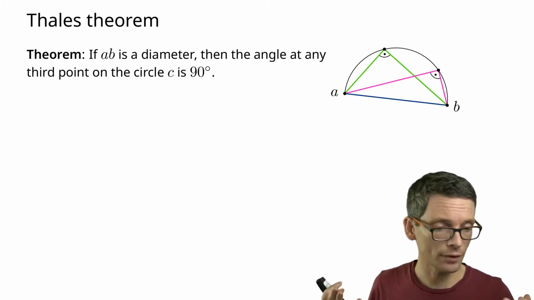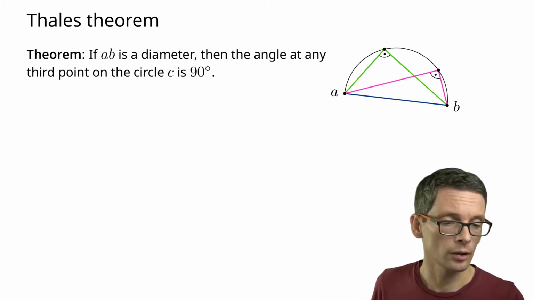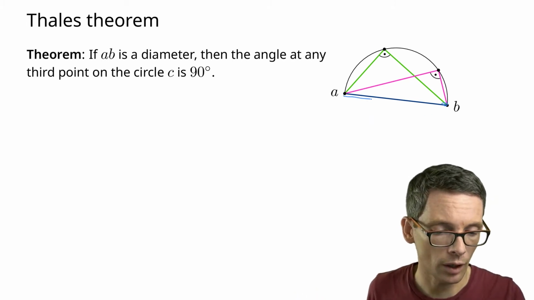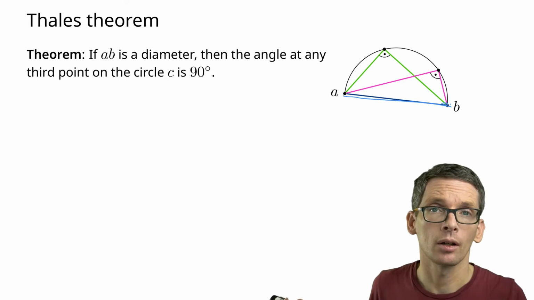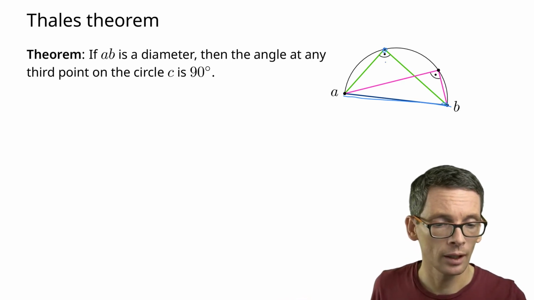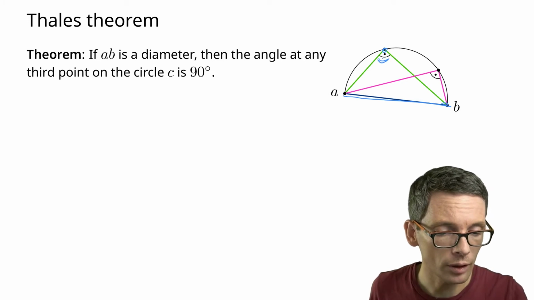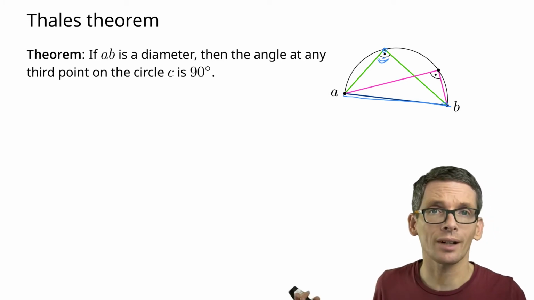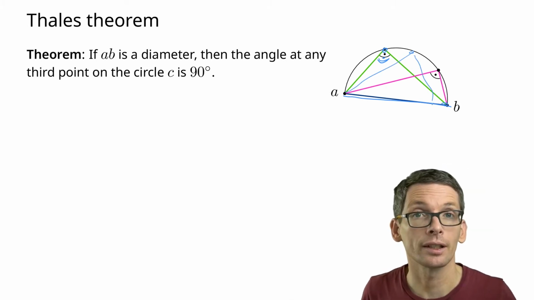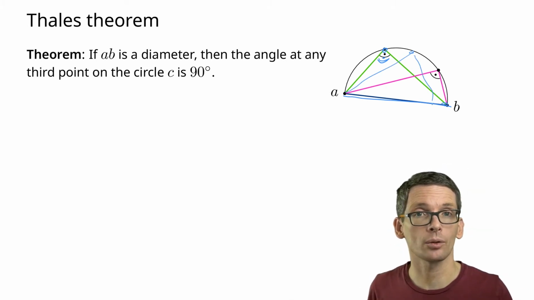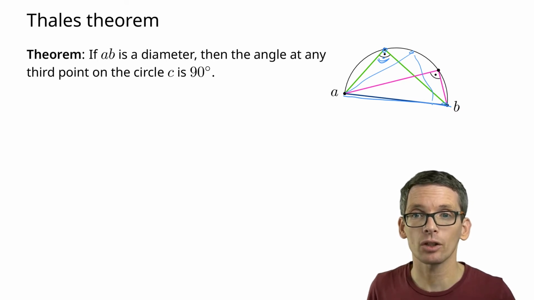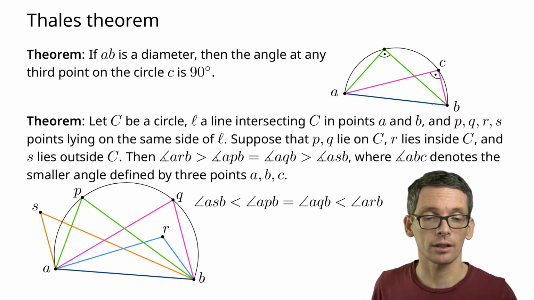Specifically, you will have seen it in the following form. If I have A and B on the diameter of a circle, and now I have a third point C on the circle, then this is a right angle. No matter which point I pick here. This you will know from high school most likely. I want to show you a generalization of this theorem, and it is the following.